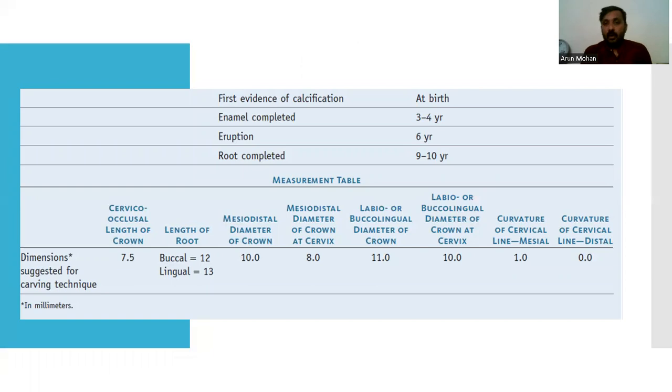So this is the chronology of the maxillary first molar. The maxillary first molar is one of the first permanent teeth to erupt, at around 6 years of age. And it's one of the teeth where there is first evidence of calcification, even at birth.